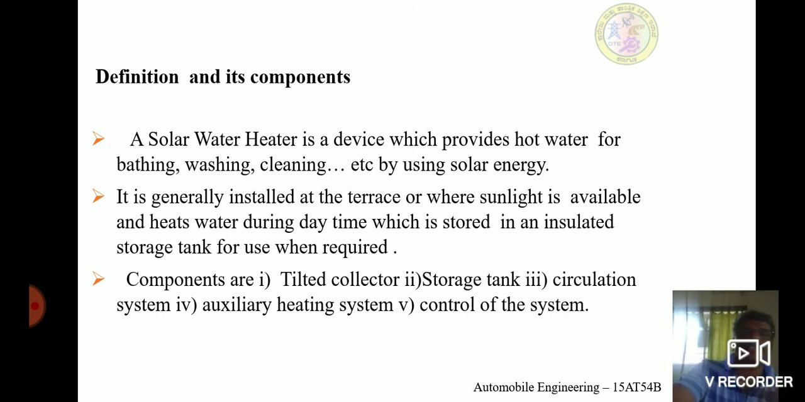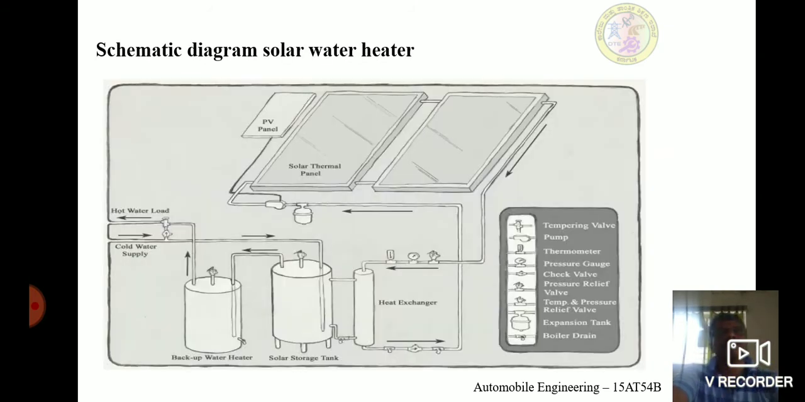There is a circulation system. The circulation system means the flow from the tank to the external supply, to the collector, and from the collector to the storage tank. So these are all the circulation system. And there is an auxiliary heating system, I will tell you later about the auxiliary heating system, which is required along with this circuit, and the control of this system.